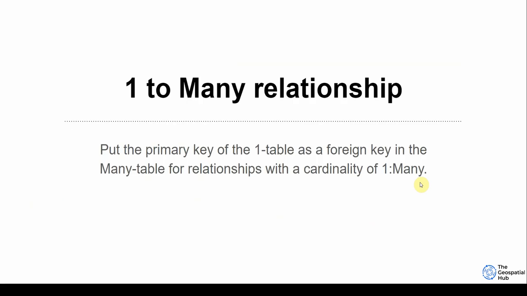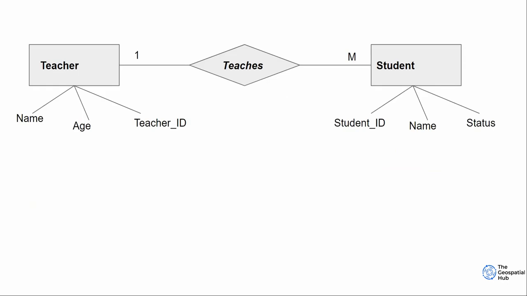So next we have to look at one-to-many relationship. For one-to-many relationship, what we have to do is to put the primary key of the one table in the many table. So let's just look at an example. Now we have this entity relationship diagram where one teacher teaches many students. So this is a one-to-many relationship.